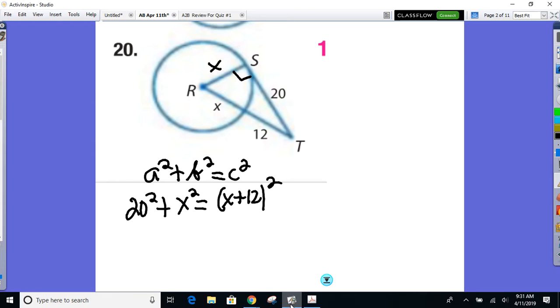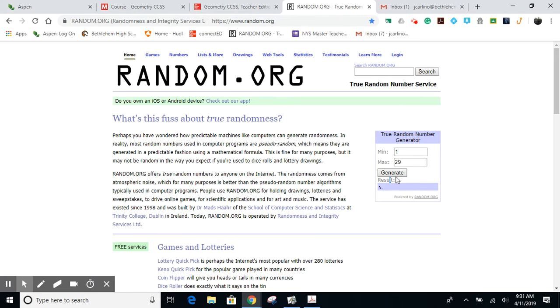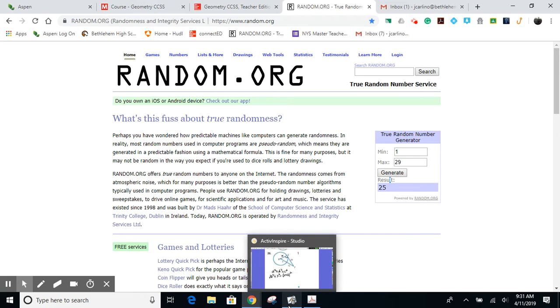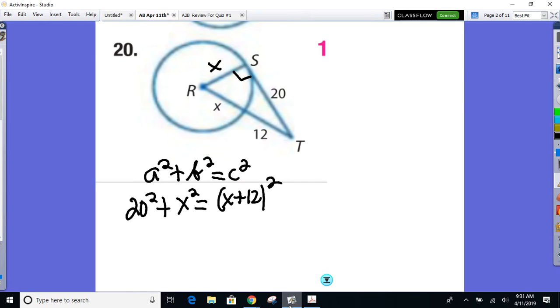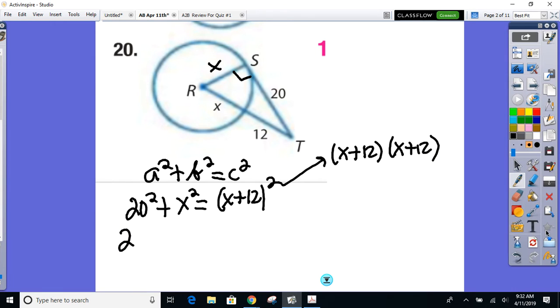20. X plus 12 all squared. What's the deal here? Second time we're talking about it today. Double distribute. And the third time might be Tuesday on quiz number 2. So just keep that in mind. All right. So I got 20 squared. What's that? 400?